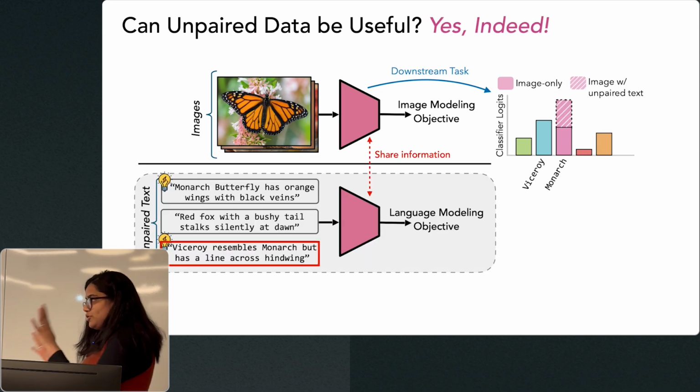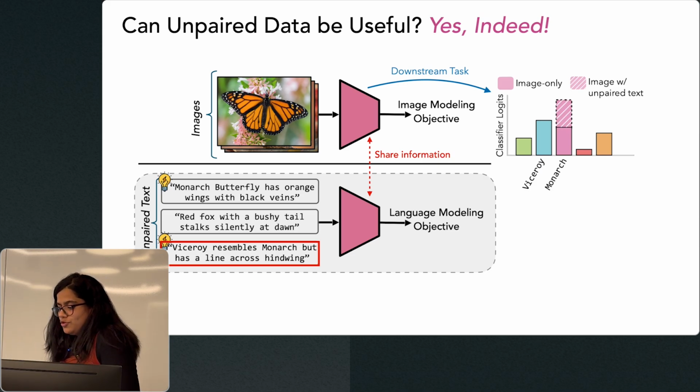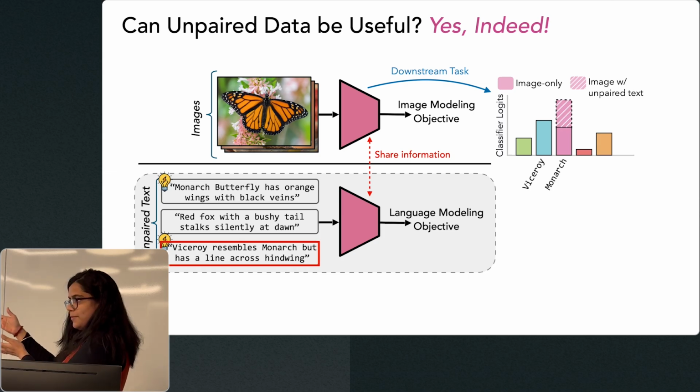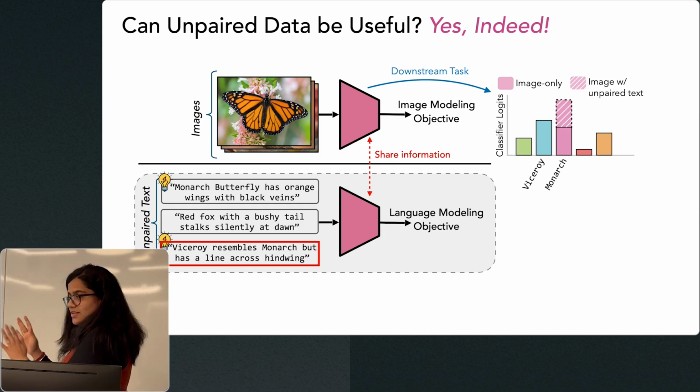Now assume that you have a bunch of unpaired text talking about animals, birds, plants, butterflies, and so on. But somewhere in the text, there are these few phrases. So let's just particularly focus at the last one, which says that viceroy butterfly actually resembles a monarch butterfly, but also has a line across the hind wing. And any model that actually can understand this particular text would know that a viceroy butterfly has a line across the hind wing. And if I make sure that somehow this language model or a model that actually understands this text shares some information with the image model, then we know that the prediction for that particular image should actually be monarch and not viceroy.